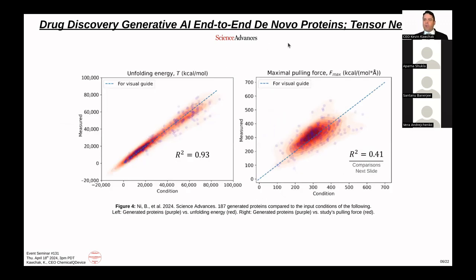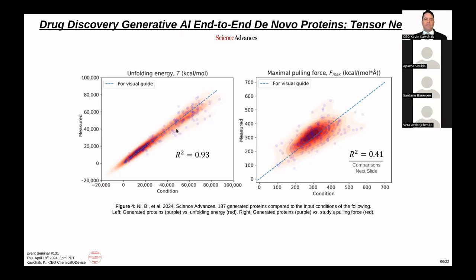Now, this is basically the crux of the paper, and I'll show you a couple of the comparisons that they did. The unfolding energy itself, like I said, has been done before, and with the methods they use, they get a highly correlated R-squared of 0.93, relative to proteins and complexities. And all the purple dots, these 187 purple dots, are the actual generated proteins from their model that is returned in this notebook. And you see the blue dashed line is the visual guide.